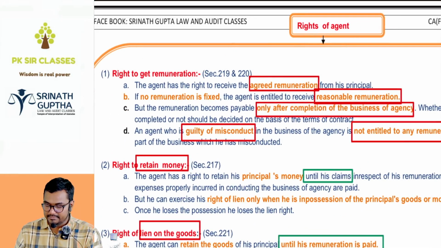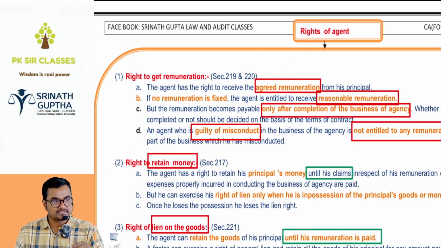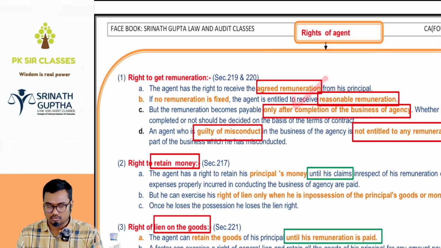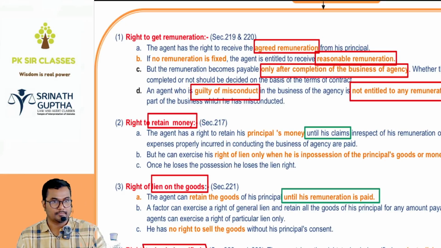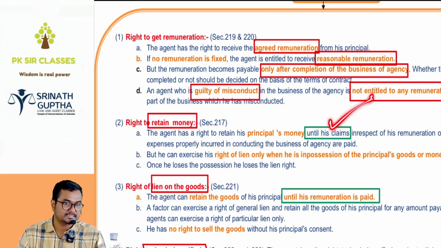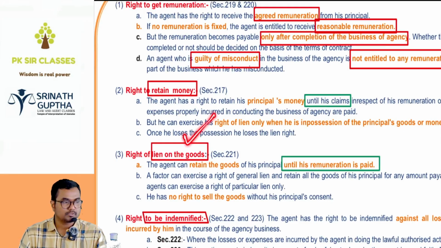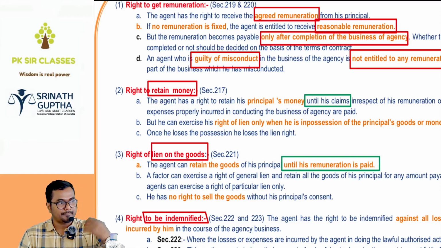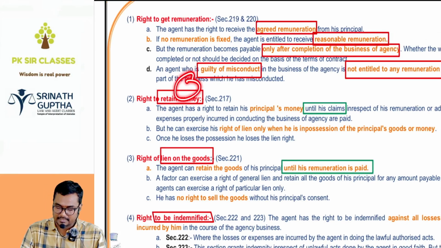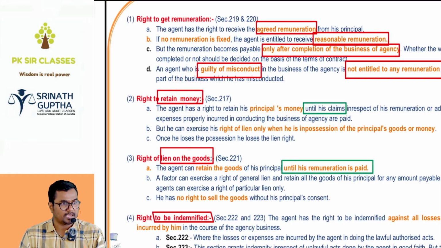Next, rights of the agent. Right to remuneration. The agent is eligible to get the agreed remuneration if it is agreed. If it is not agreed, reasonable remuneration. The agent is eligible to get the remuneration only on completion of the whole agency. And if the agent is guilty of misconduct, he is not entitled to get any remuneration. If I am unable to pay the remuneration to the agent, the agent has a right to retain the principal's money until his claims are paid, and the right to retain the goods also. If I am not paying his remuneration, he can exercise a lien on the goods. So if I am not paying his salary, he can retain the principal's money and the principal's goods also, either or both.